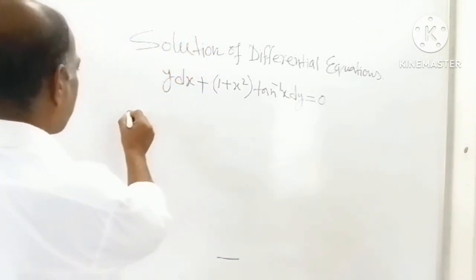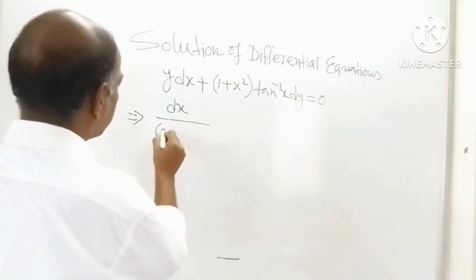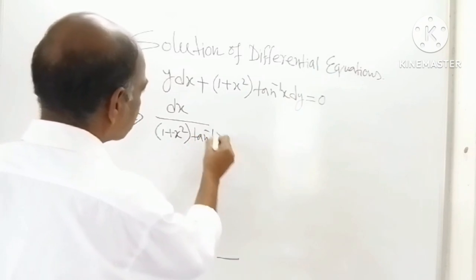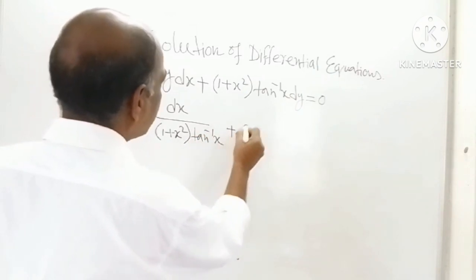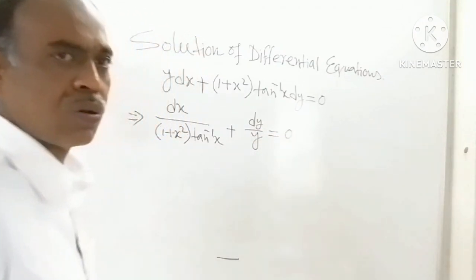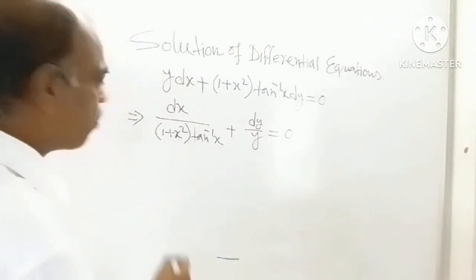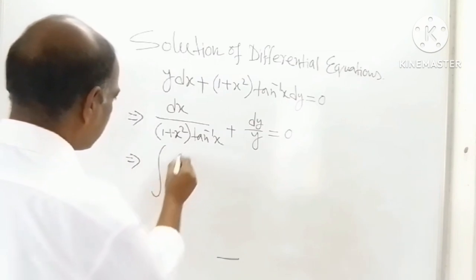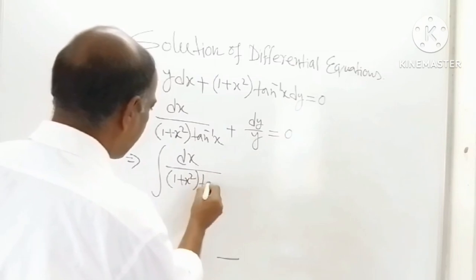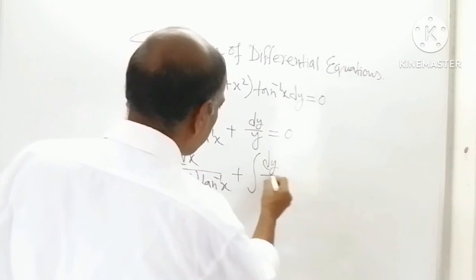After division, what you will get? Here you will get dx divided by (1 plus x square) tan inverse x, and here you will get dy divided by y is equal to 0. Now the variables are separated. Now you integrate both sides: the integration of dx divided by (1 plus x square) tan inverse x plus the integration of dy by y.